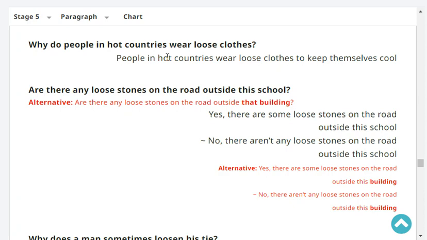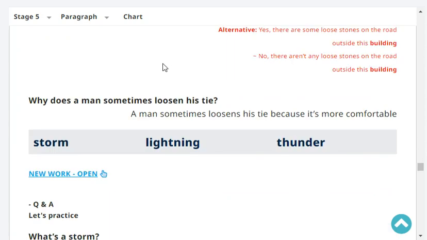Are there any loose stones on the road outside your house? Yes or no? No, there aren't any loose stones on the road outside my house. Very good.